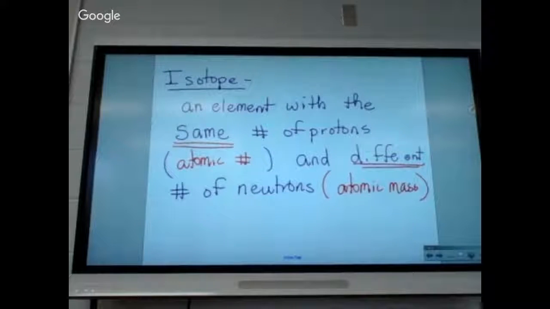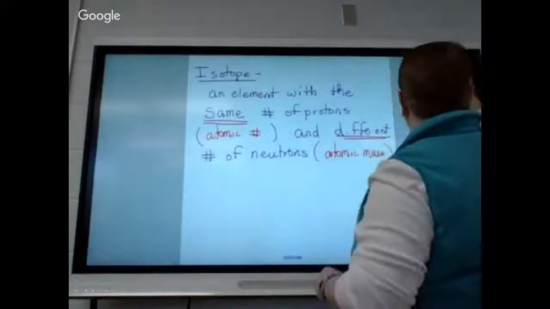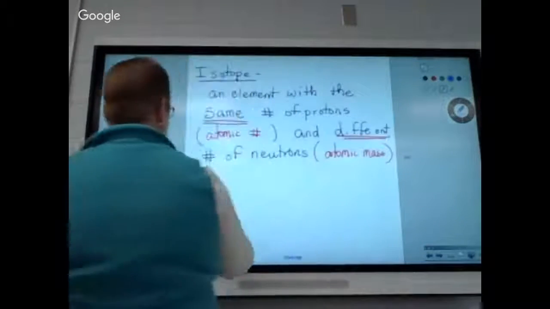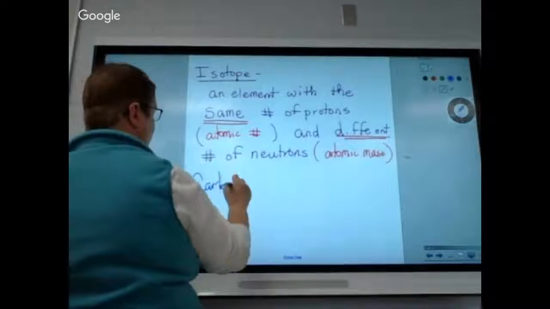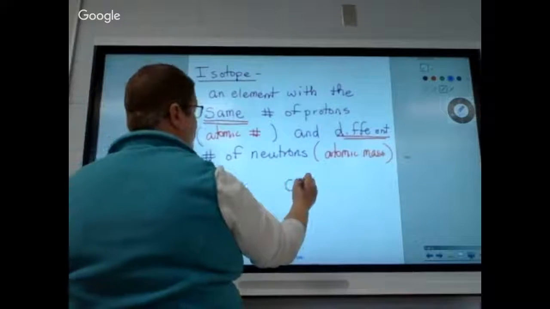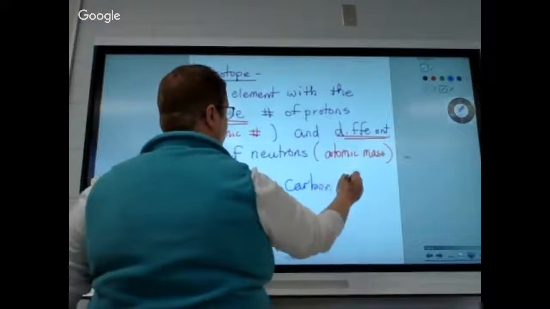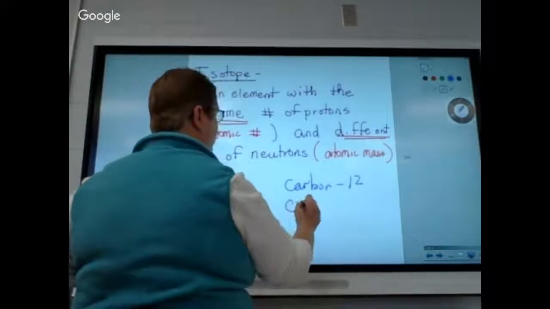I'm going to give you an easy one that you can relate to. Everybody caught up? All right, so let's say that we take carbon. Most of you are familiar with carbon 12 and carbon 14.